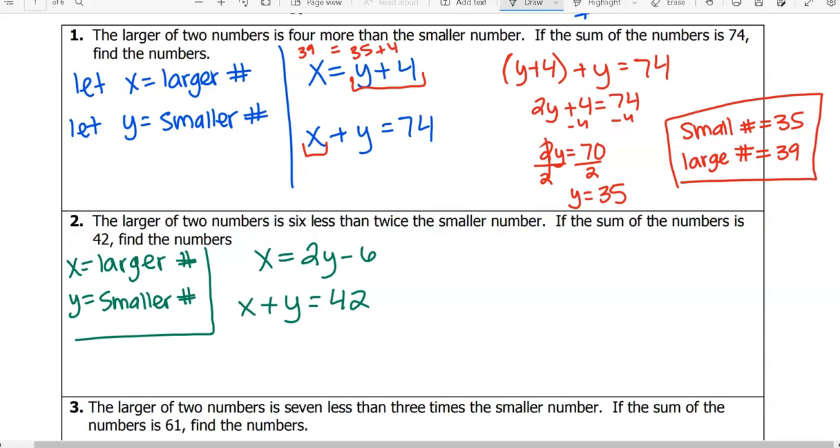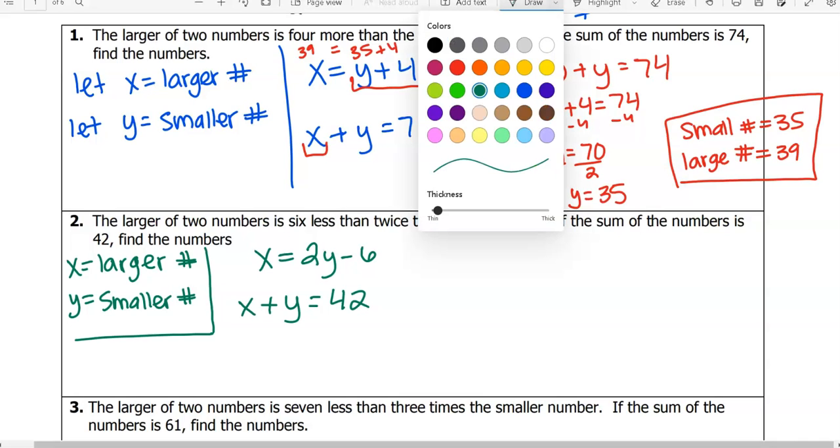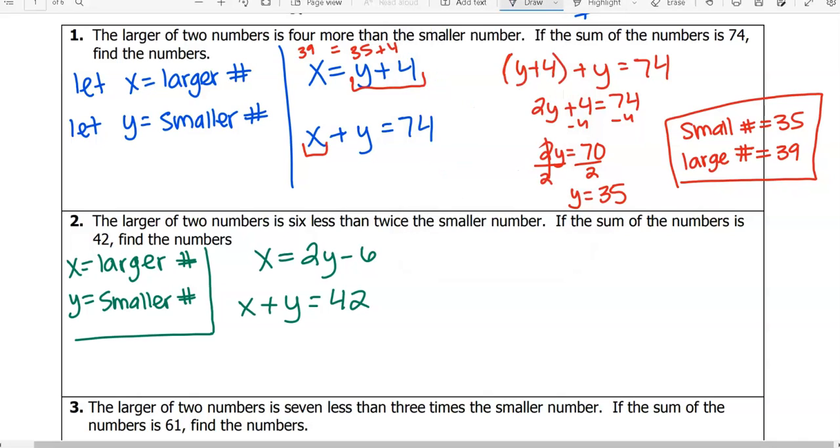All right, just like last time, we're going to use substitution. I know what x equals. X is 2y minus 6, right? So we're going to take that and replace the x in the equation below it. So this x right here is going to get changed to 2y minus 6. Do we all understand why I'm doing that? Yes? So we have 2y minus 6, that's my x, plus y equals 42.